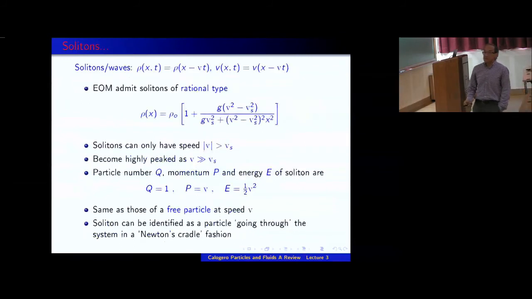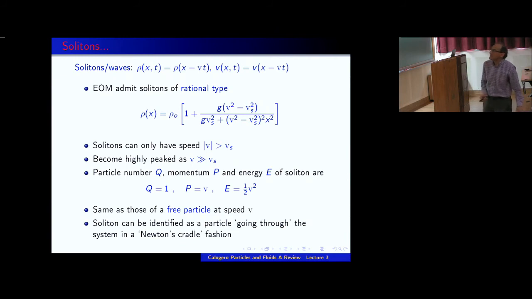You can also find solitons, as Sasha has told you. You can write a soliton or finite wave by choosing your solution to be of that form, and you find that you do have a rational type of solitons. This is rho 0 plus something else, and this something else, away from the center of the soliton put at 0, drops like 1 over x squared.